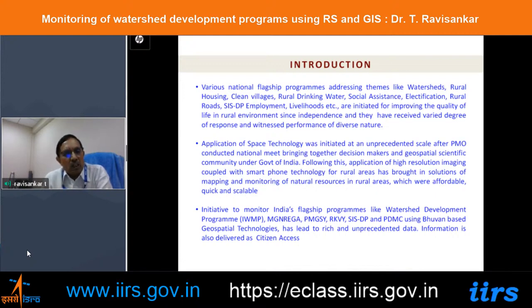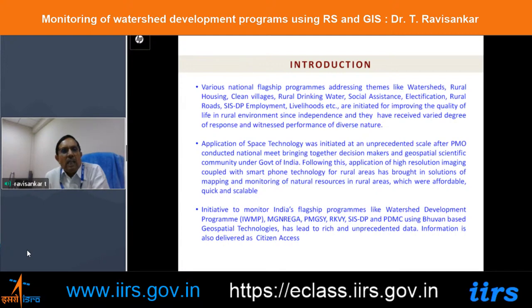Since independence, the Government of India has taken many flagship programs to develop the natural resources in the rural setup, either in the form of watersheds or Gram Panchayat developmental planning, and various schemes like integrated watershed management, rural housing, rural drinking water, social assistance, electrification, livelihoods, etc. have been initiated in the rural environment.